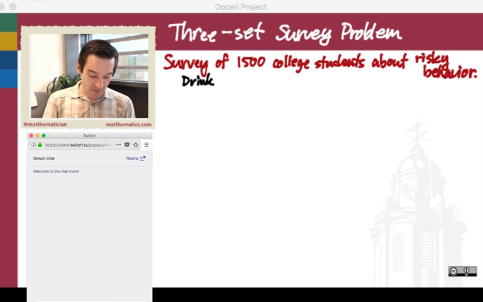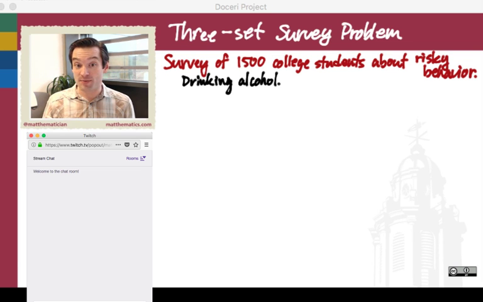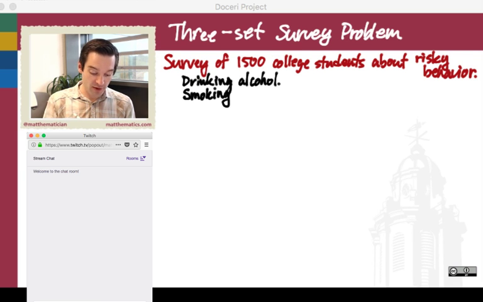Drinking alcohol, and I assume in the survey this is drinking alcohol at all, which by itself is not necessarily risky. I suppose you could do a similar survey where you ask specific questions to try and get at particular forms of drinking, like binge drinking and so forth. But let's say drinking alcohol, just write that down. Smoking cigarettes, risky in a health sense, both individual health and also public health. And then the third is using illegal drugs.